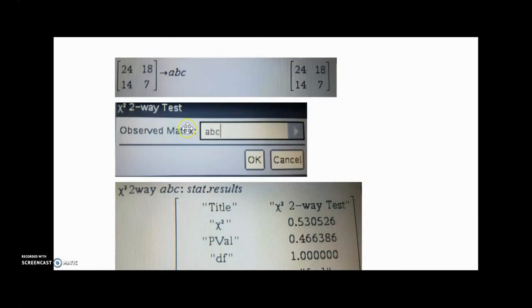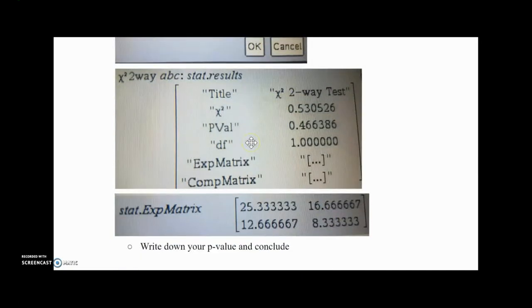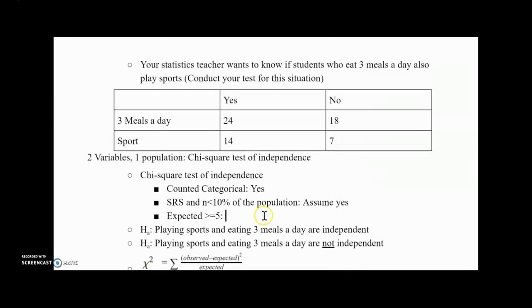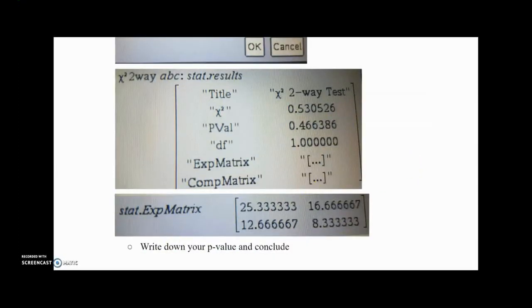Then I went into my chi-square two-way test and put ABC, which is what I saved the variable name as, as my observed matrix. I come here into my values and I get the title, my chi-squared statistic, which if they asked for I could now show, my p-value, and my degrees of freedom. Next, if I wanted to find my expected value matrix, this would be it. When I go back to check my conditions, I would have to say yes, and I'd have to put my picture of my expected value matrix. So I'd have to copy these values down and show that they are all good.